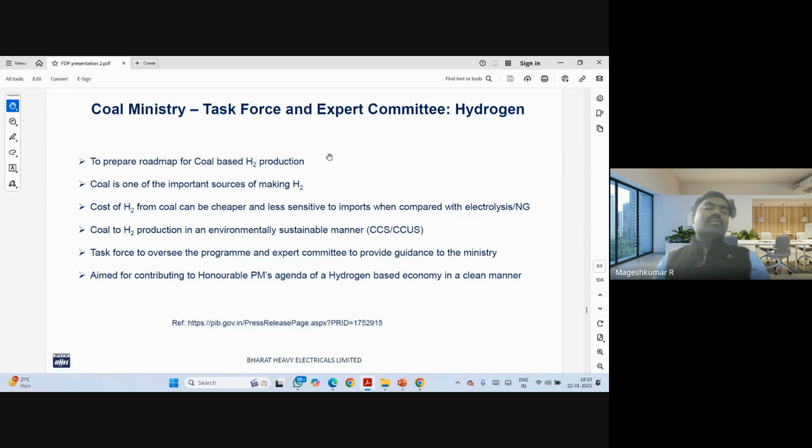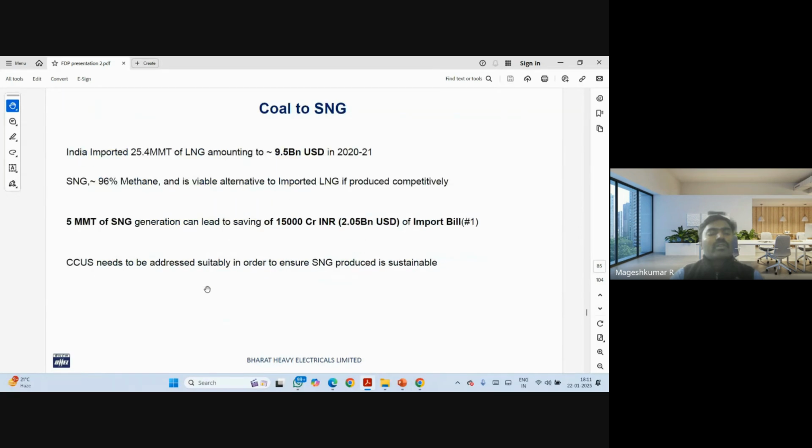So what is the government offering here? A task force expert committee was built in the coal ministry. A roadmap and plan had been developed, dictating who will do what, and they classified what the targets are with respect to each. They prepared the roadmap from coal based H2 production, and for hydrogen production, coal was an important source. By various processes it is getting produced, which had been notified.